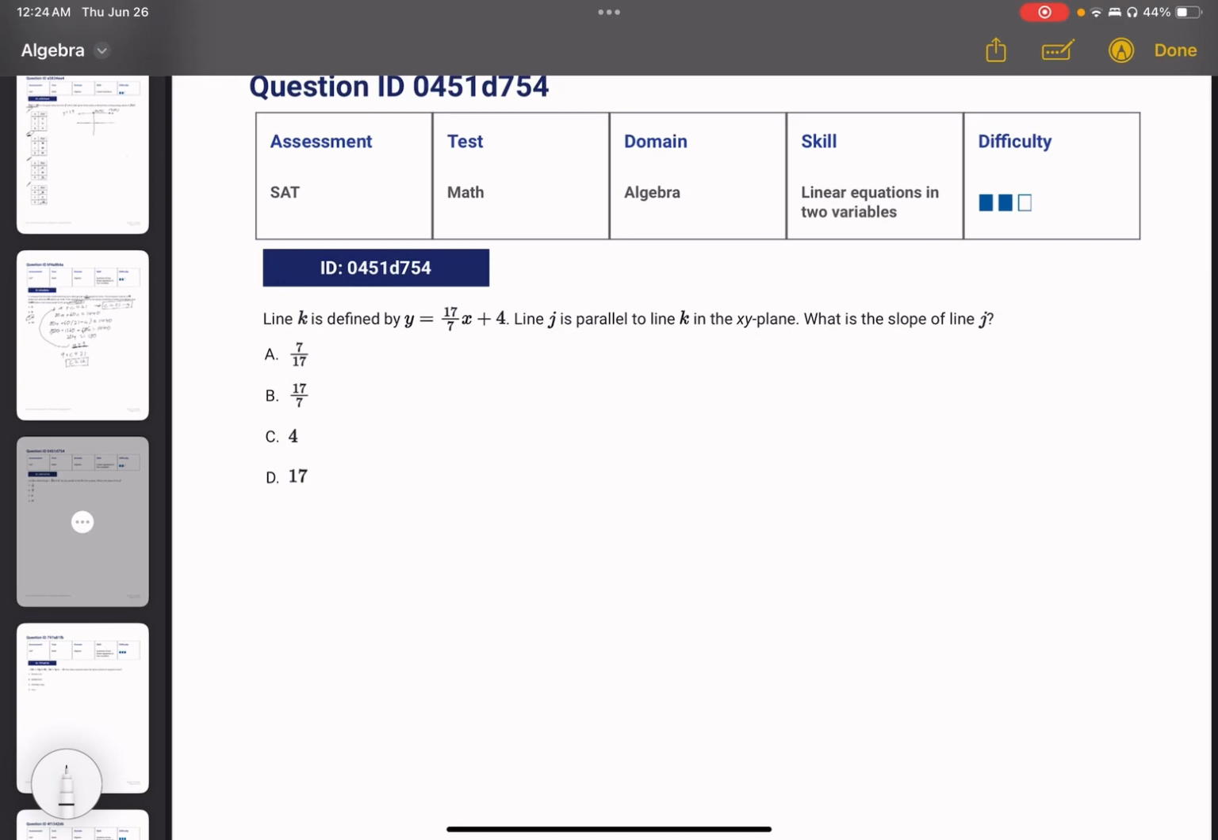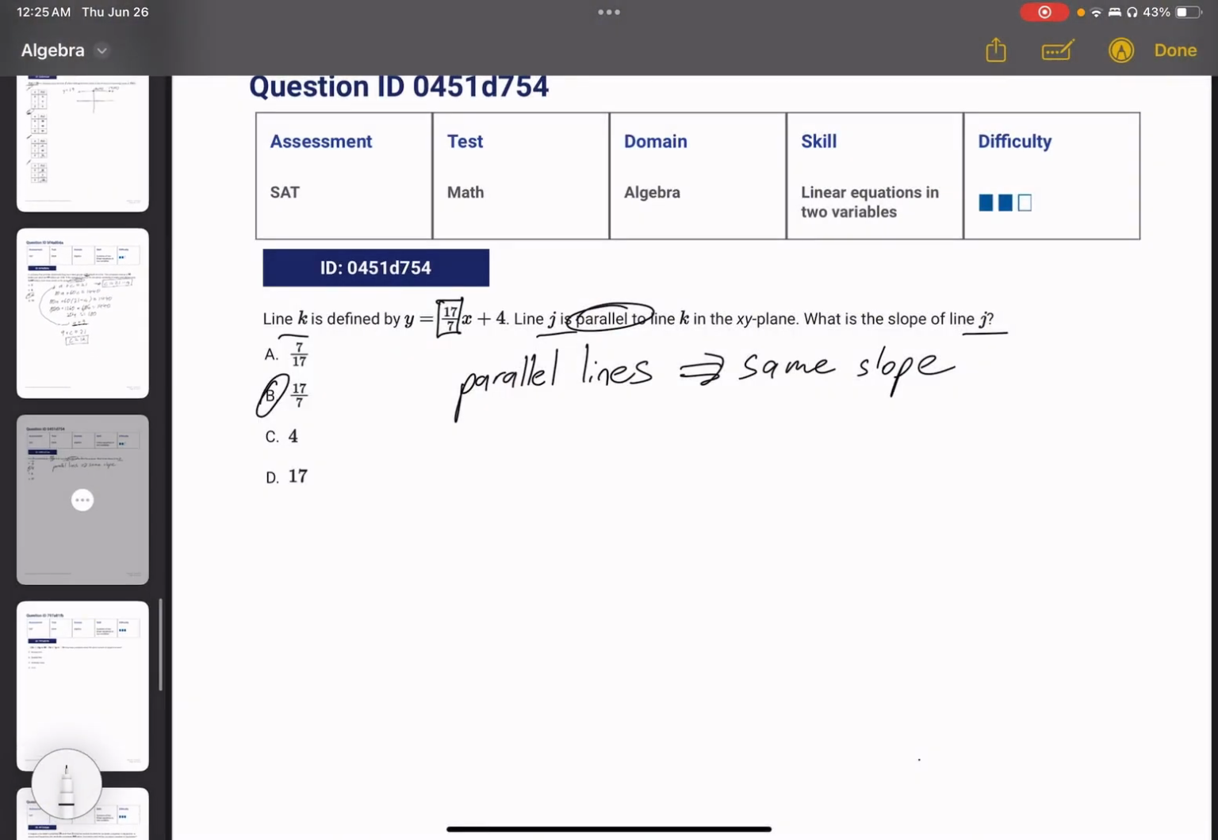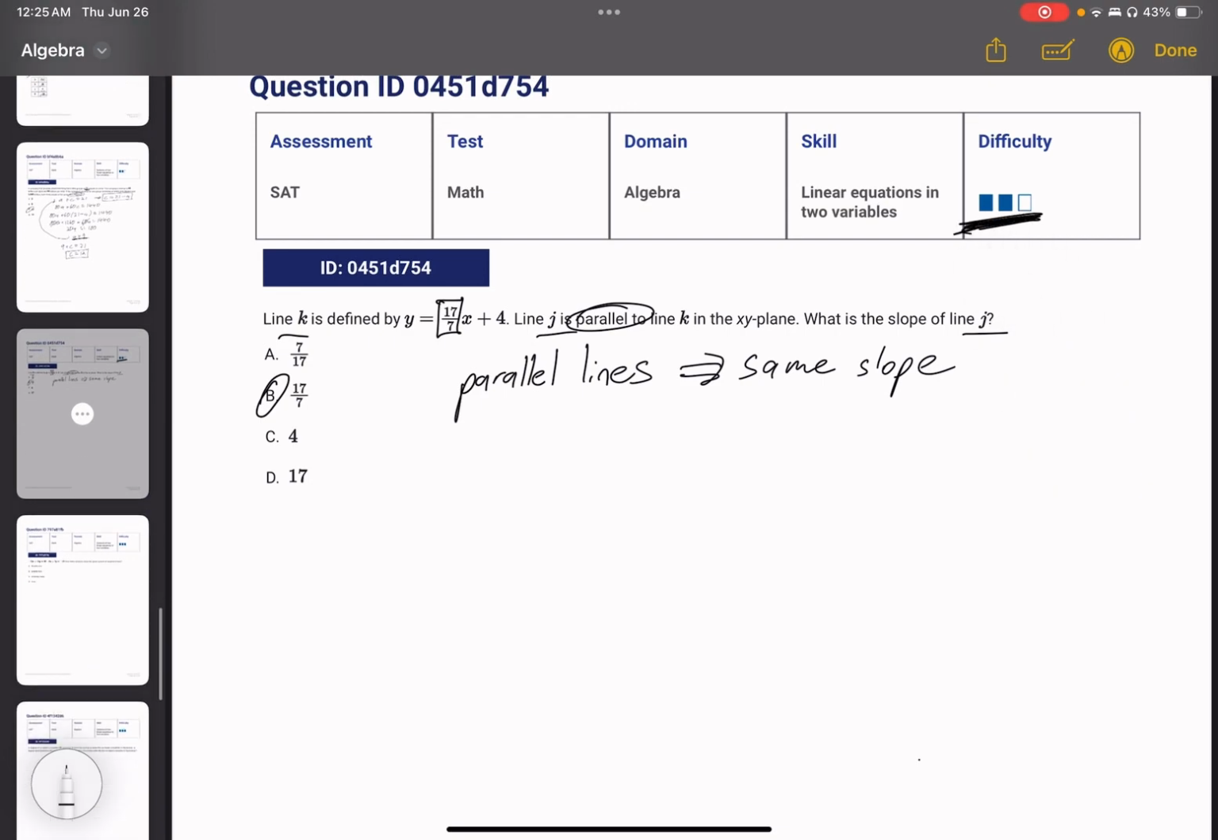Since we know line K and line J are parallel, we can conclude that they will have the same slope. So I'm going to write this out. Parallel lines mean same slope. So you need to know that. And since the slope of this line is 17 over 7, our parallel line J will also have a slope of 17 over 7. And that is literally it. Medium problem should be an easy one.